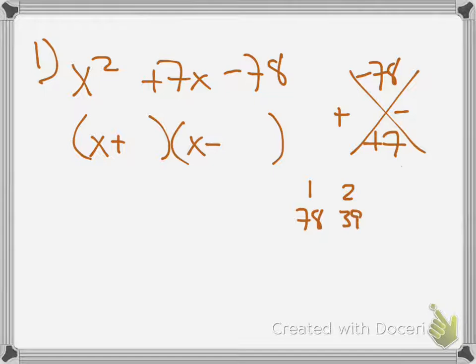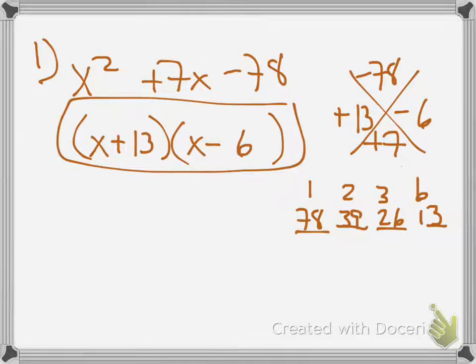78 divided by 2 gives me 39. 78 divided by 3 gives me 26. 78 divided by 4 doesn't work. 78 divided by 5 doesn't work. 78 divided by 6 gives me 13. And as I'm doing this, I should also be subtracting. So 13 minus 6 is 7. That's what goes in the parentheses, and then I'm done. Remember, factoring, you just get it in parentheses and go from there.